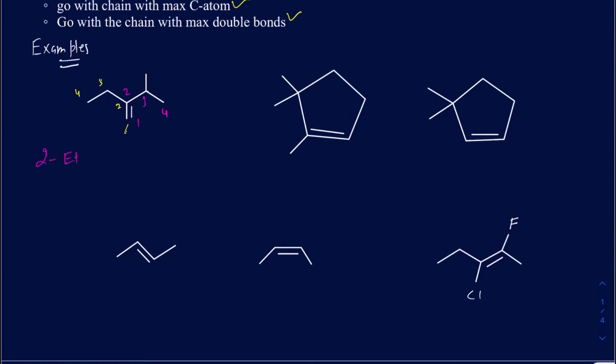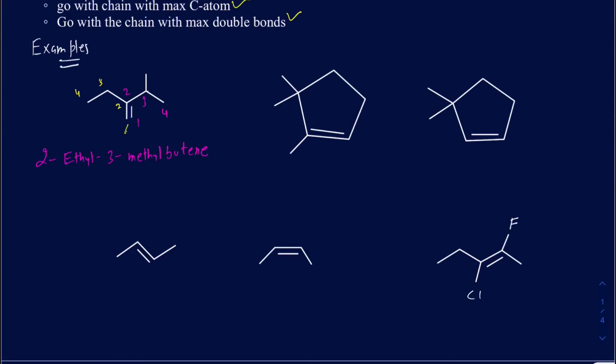Okay, so this is going to be 2-ethyl and then 3-methyl. And since it's a 4-carbon chain, for the parent chain, it's going to be butene. I don't really have to specify the position of double bond because it's at the first location.